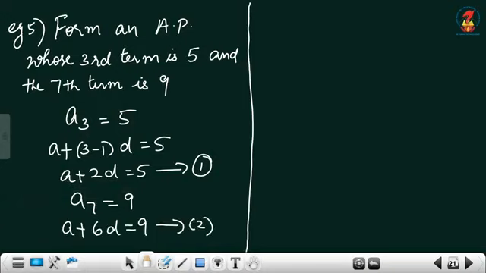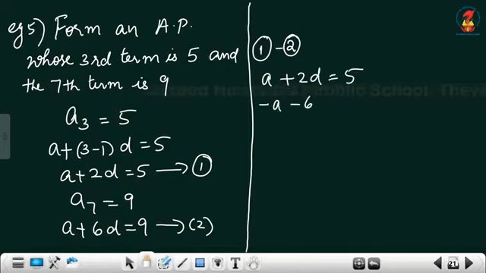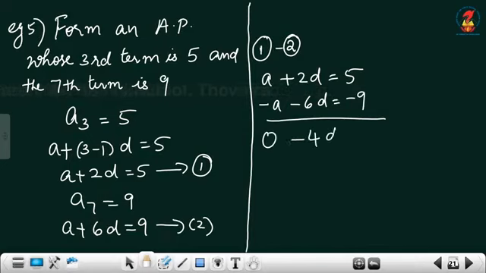So we are getting two linear equations in two variables. We know how to solve this. 1 minus 2 will give a plus 2d is equal to 5 minus a minus 6d is equal to minus 9. So this is 0, this is minus 4d is equal to minus 4. So d is equal to minus 4 divided by minus 4, which is equal to 1. So we are getting d as 1.